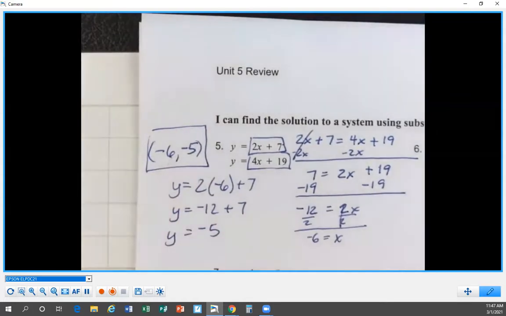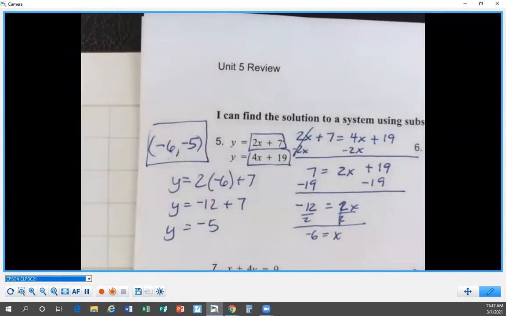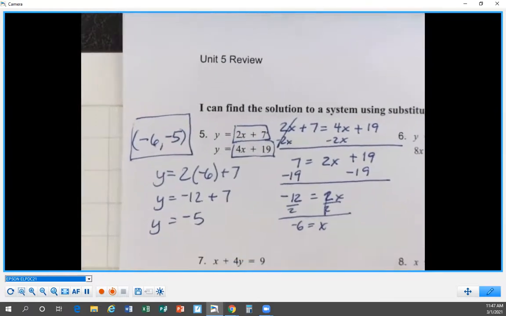You don't even need to write it down. You can do that in your head. If it's helpful to write it down because you're not really super proficient with integers or you just want to see it, then write it down.